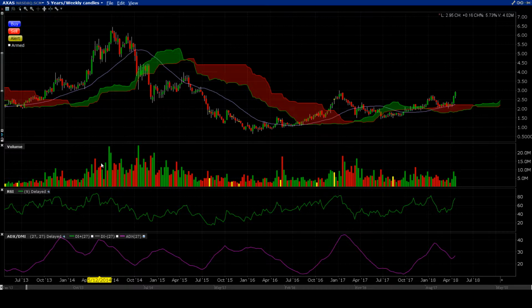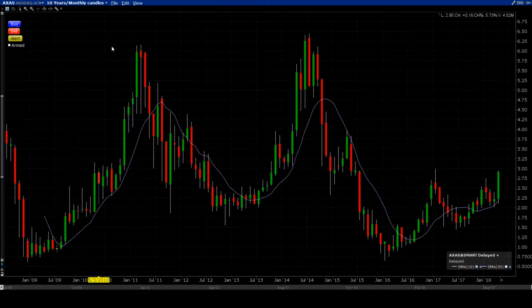So AXAS, let's start on the monthly candle chart, just to make sure that we have the trend with the wind of the higher prevailing trend in our sails. Make sure we're not going against the current, we're going with the current. And check it out, man. Looks super nice.